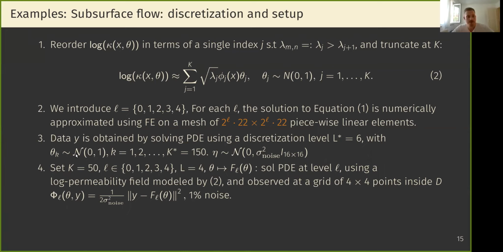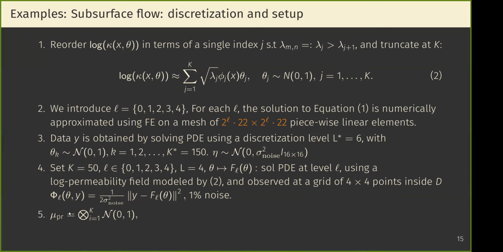And we construct our forward operator by setting k equals to 50, considering once again L between 0 and 4. We define our forward operator as a solution of the PDE at level L using this log permeability here with 50 terms and observe that at a grid of 4 by 4 points. And I should mention that the data is polluted by 1% noise.